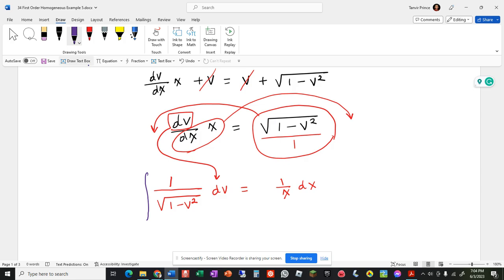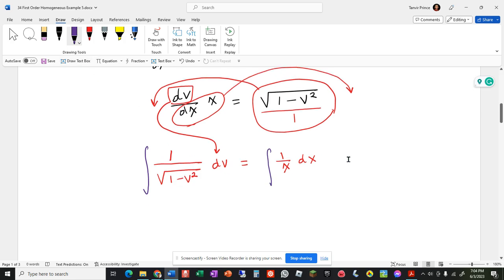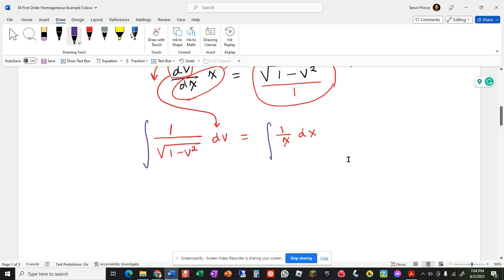Taking the integral of both sides. Now the integral of the left hand side is something familiar that you probably remember from your calculus 1.